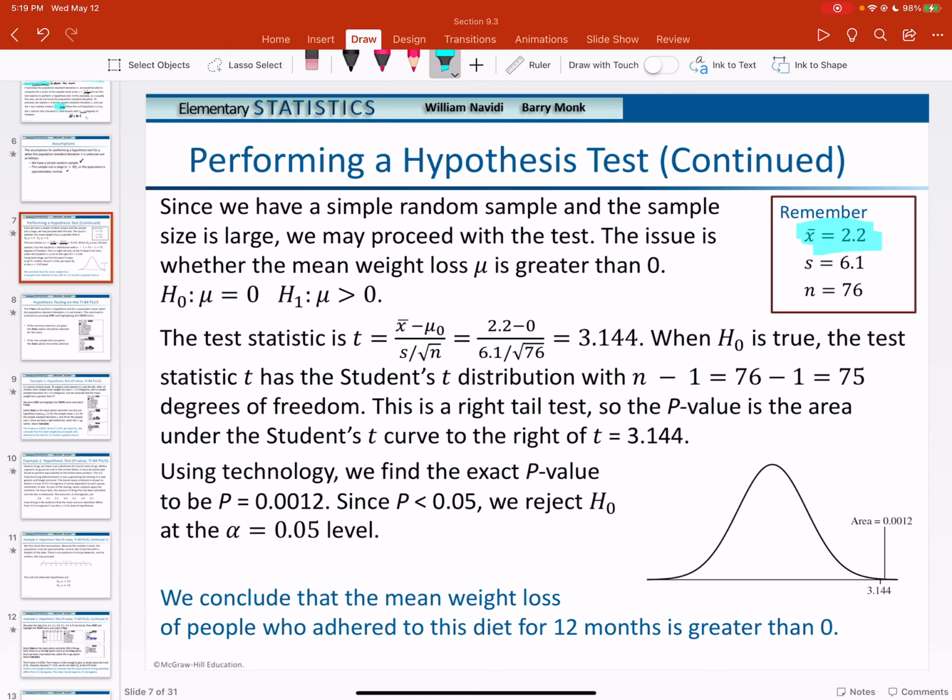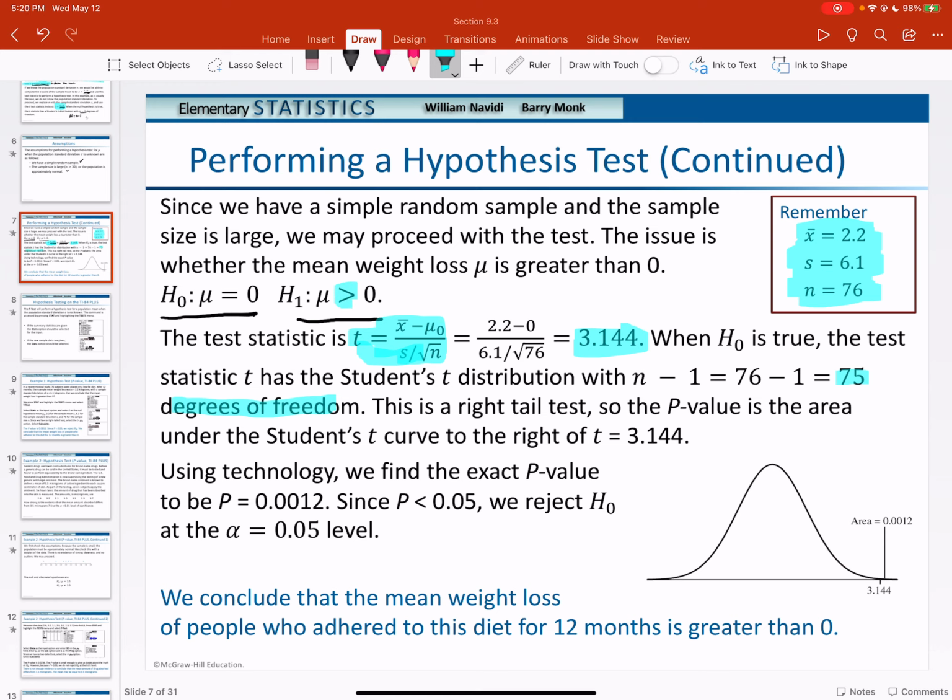We found by reading that x̄ is 2.2, s is 6.1, and n is 76. So the alternative hypothesis is that mu is greater than 0. Then the null is the boring one: there is no change, it's equal to 0. Calculating the test statistic with this formula, we have that t is equal to 3.144. When the null is true, the test statistic has a student t distribution with 75 degrees of freedom.